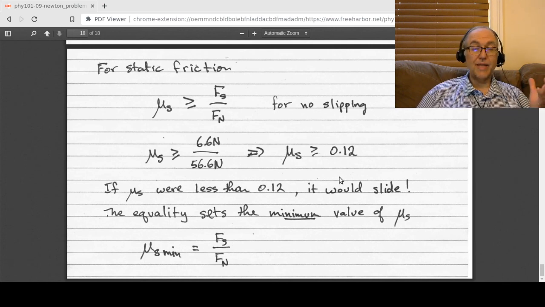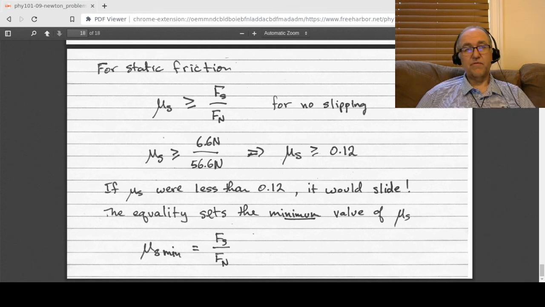It doesn't tell you the exact value of mu s. Mu s could be 1 and it would not slide. It could be 2 and it won't slide. It could be 3 and it won't slide. That's the nature of the inequality. It just gives you a threshold. What is that threshold? 0.12. Mu s must be bigger than 0.12 for it not to slide. If it is less than 0.12, then it will definitely slide. And that 0.12 is basically your minimum value of mu s.